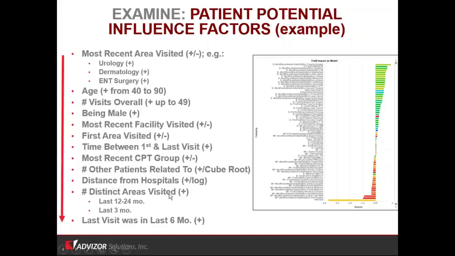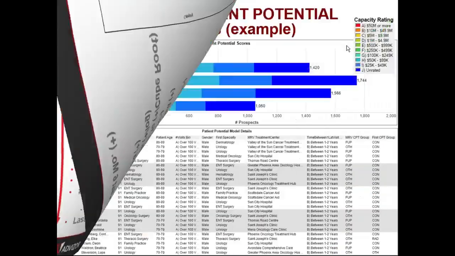The number of distinct areas visited is usually a positive, and we break it into the last 12 to 24 months. Last are really recent and sort of back a little bit. And the last visit was in the last 6 months is a positive. This is typically the most influential and runs down, and then there's a bunch of other stuff that we looked at, like, I think it was 35 factors. These are the ones that made the cut. And our software creates charts and graphs to show the relative influence.